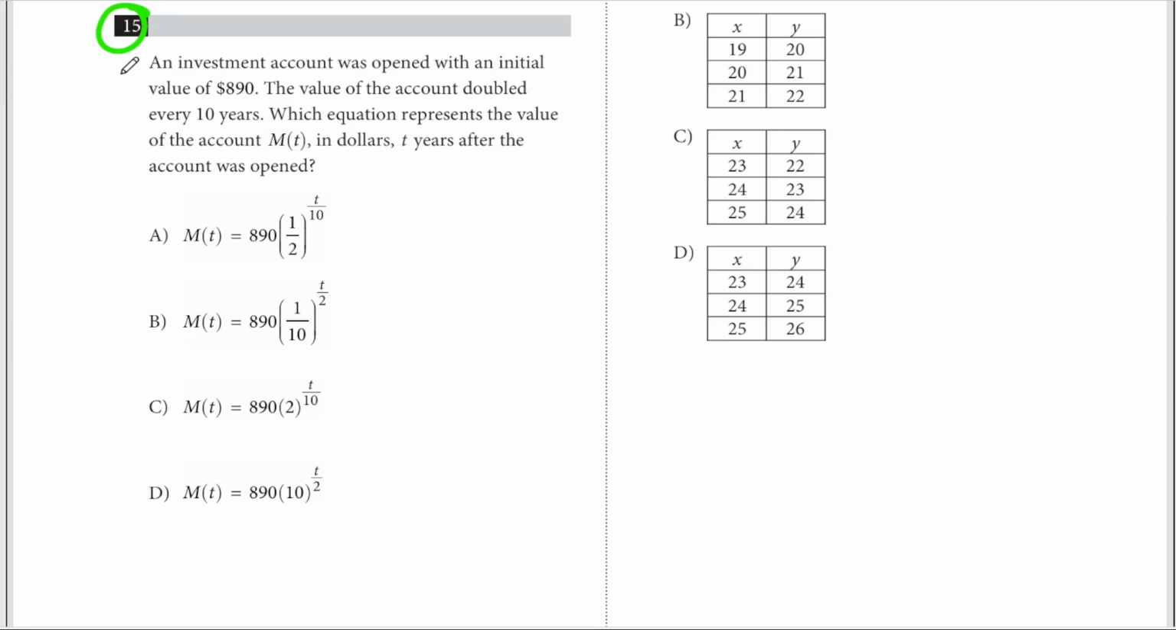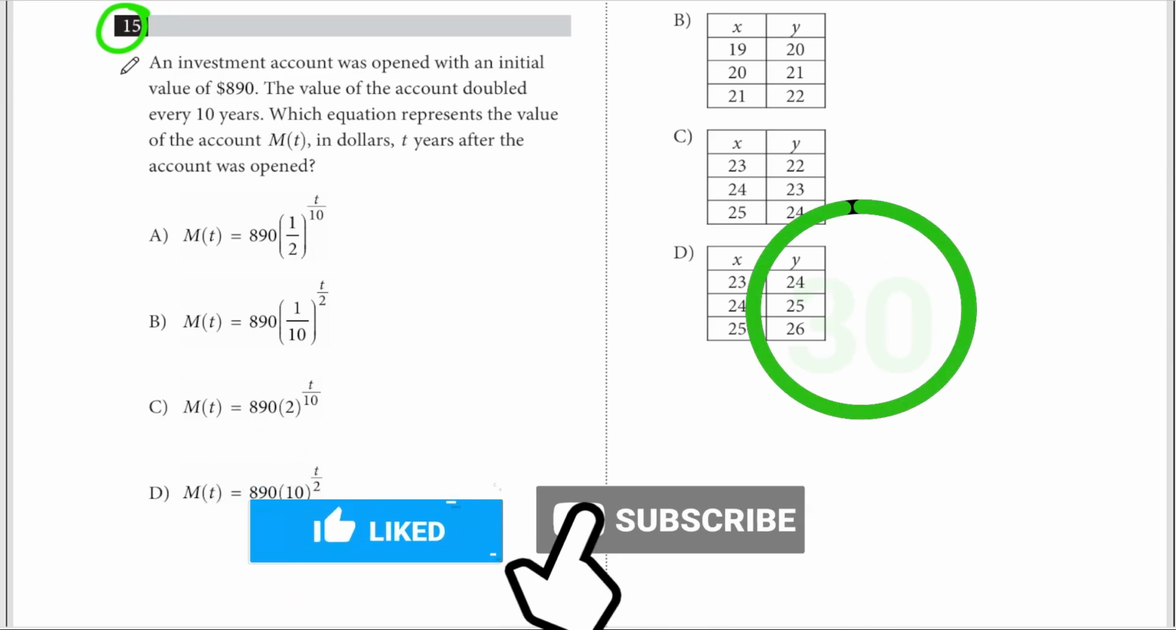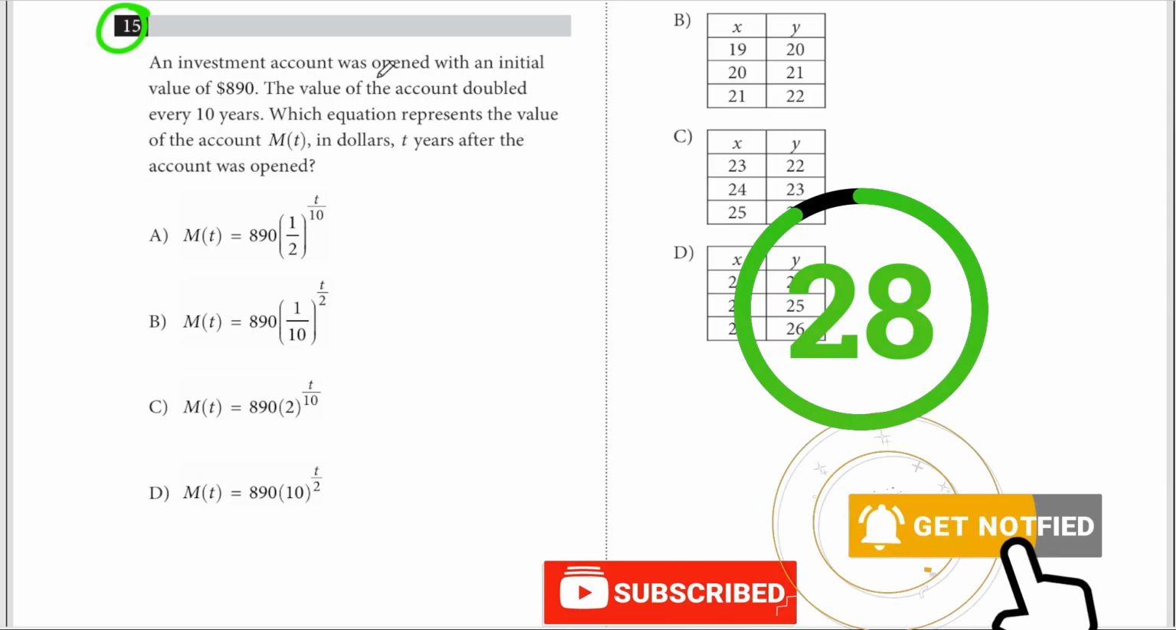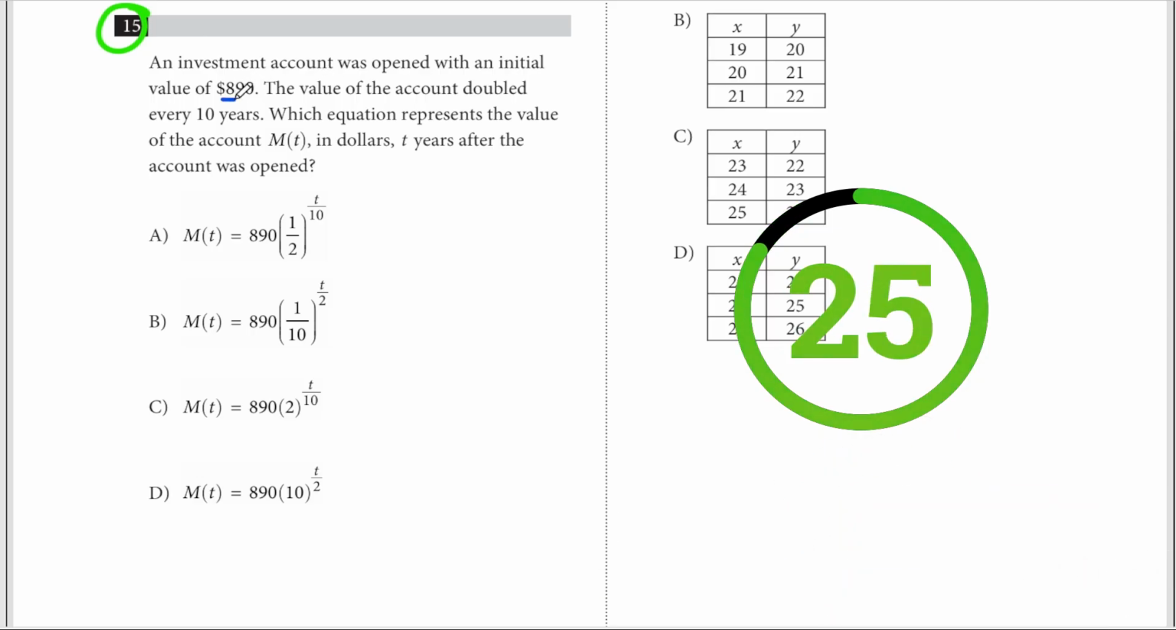So, how can you do this problem in 30 seconds or less? An investment account was opened with an initial value of $890. The value of the account doubled, that's important, every 10 years. Which equation represents the value of the account M(t) in dollars t years after the account was opened?